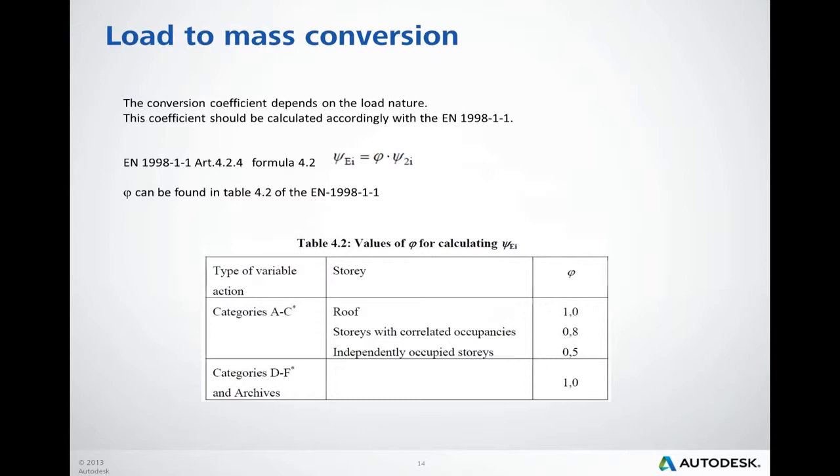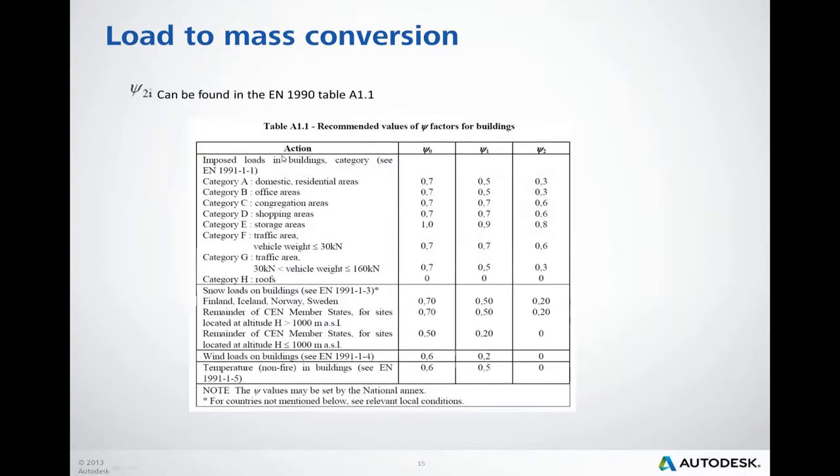The conversion coefficient depends on the load nature. The coefficient should be calculated according to the code, using formula 4.24.4 from this article, one can calculate conversion factors. So here is an example of table 4.2 from Eurocode, and on another slide, table A1.1 from Eurocode. And basing on these factors, the correct load to mass conversion factor should be used.